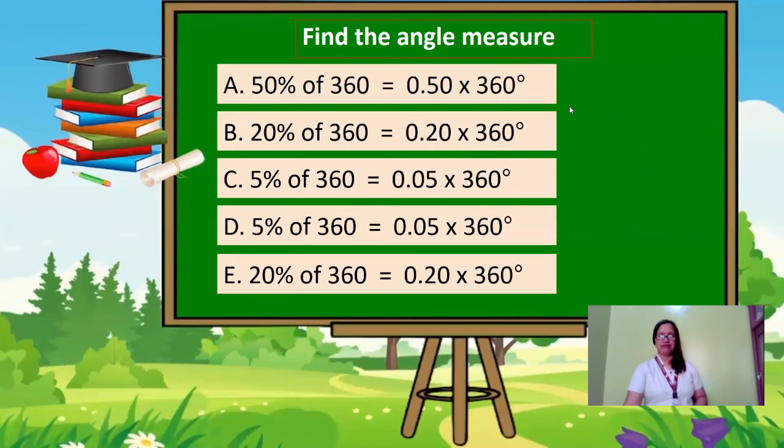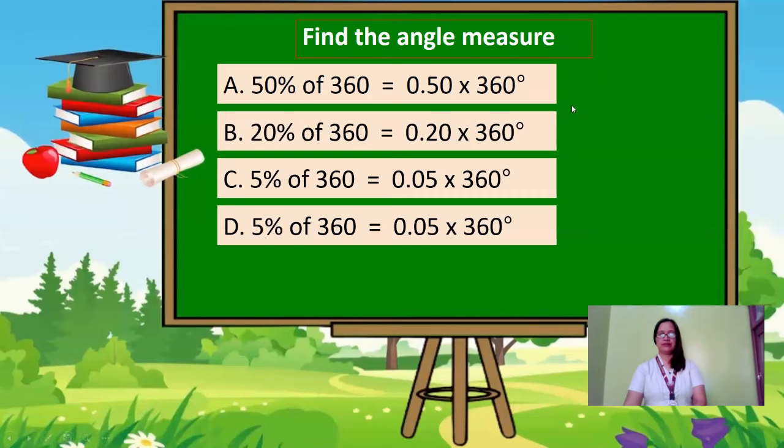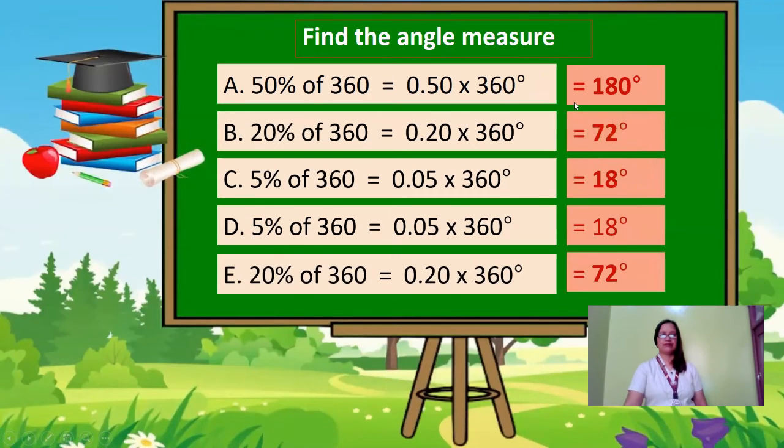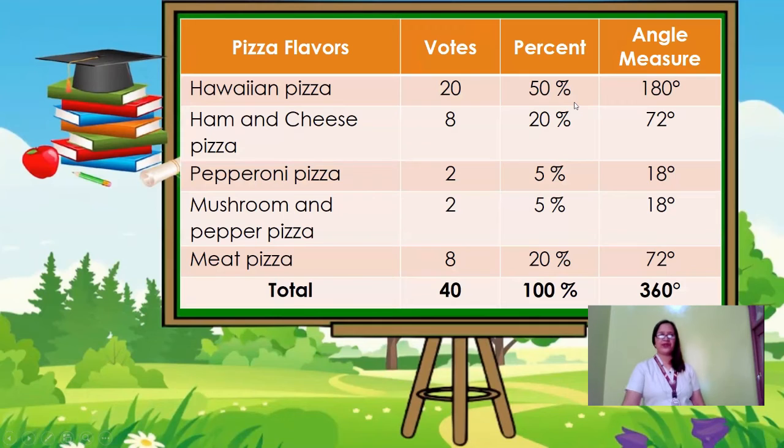So, this is now our organized table ready for constructing a pie graph. So for Hawaiian Pizza, we have 20 votes equivalent to 50%, and then the angle measure is 180 degrees. Ham and cheese, 8 votes equivalent to 20%, which is 72 degrees.